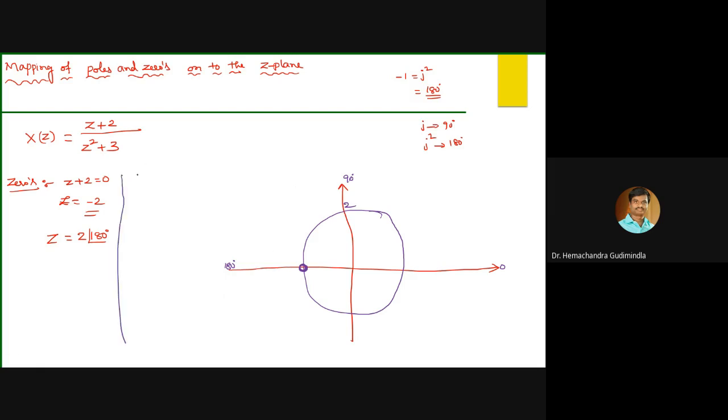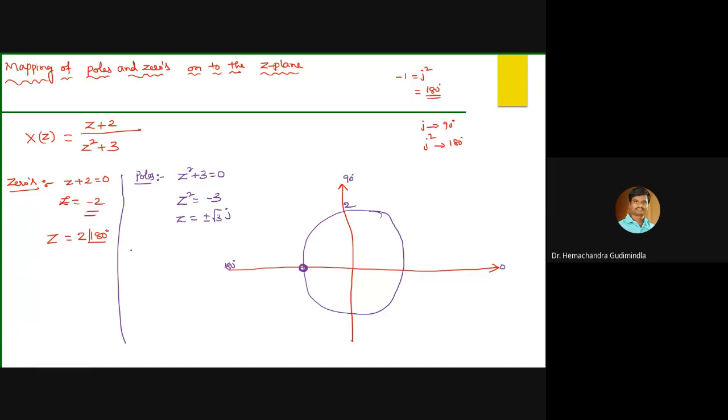Now, what are the poles here? If I want to calculate the poles, what do I need to do? Make the denominator polynomial 0. Z square plus 3 equal to 0. Now, Z square equals minus 3. Z is plus or minus root 3 times j.